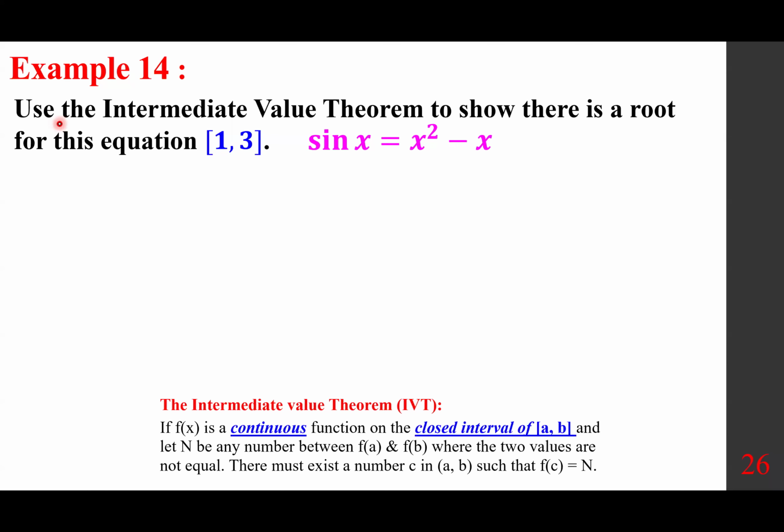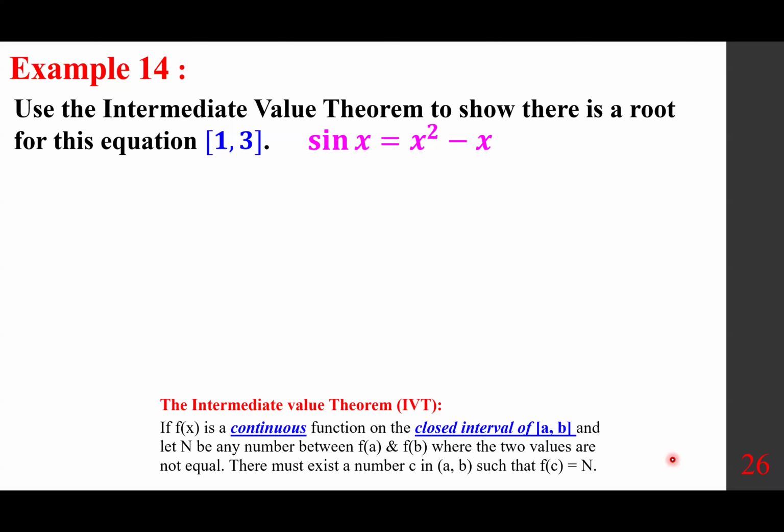Use the intermediate value theorem to show there is a root for the equation sine x equals x squared minus x in the interval [1, 3]. Reminding you, the intermediate value theorem, or IVT, indicates if f of x is a continuous function on the closed interval [a, b], and let N be any number between the two values f of a and f of b, where the two values are not equal, there must exist a number c in (a, b) such that f of c equals N.